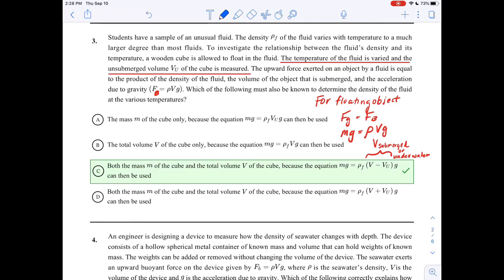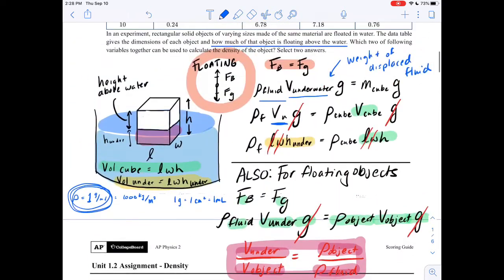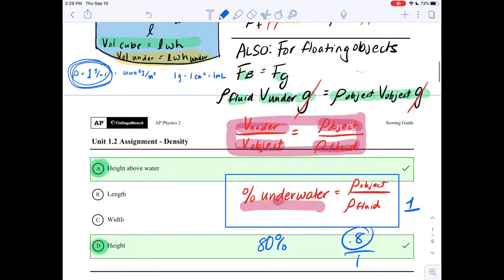Okay, question 3. Students have a sample of an unusual fluid. The density, rho f, of the fluid varies with the temperature to a much larger degree than most fluids. To investigate the relationship between the fluid's density and its temperature, a wooden cube is allowed to float in the fluid. The temperature of the fluid is varied and the unsubmerged volume of the cube is measured. Okay, so going back to this picture, again, we were talking about the part underwater. Now we're talking about the unsubmerged part, but it's still the same idea.